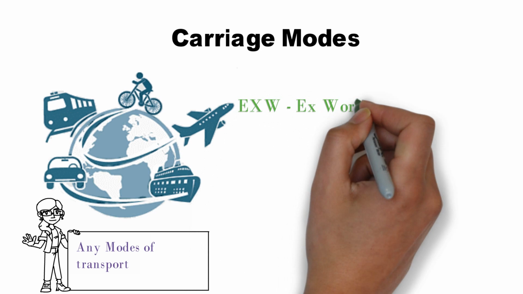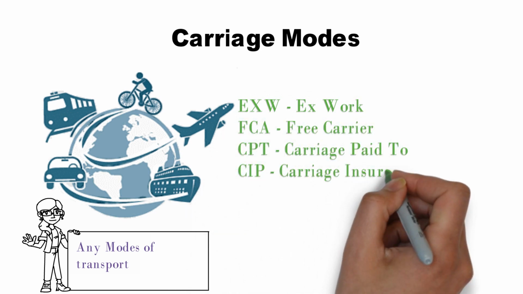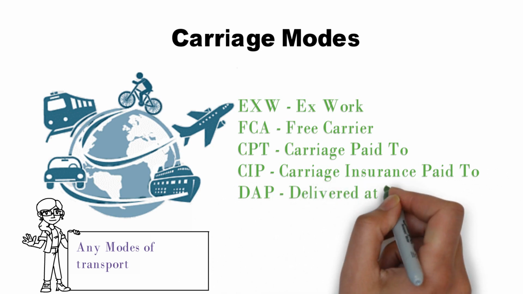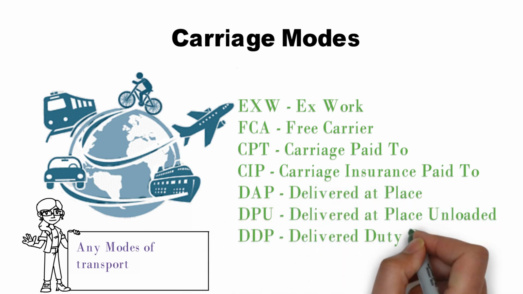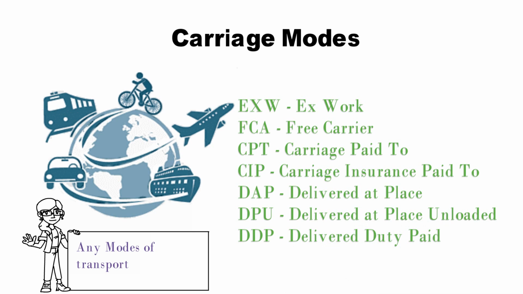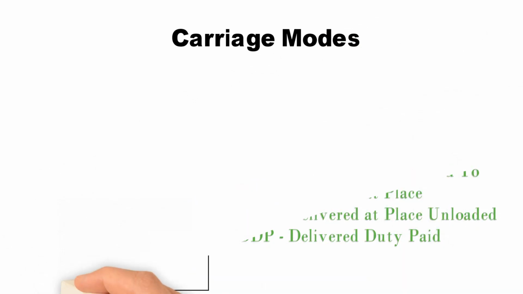Those terms meant for any mode of transport are EXW, ex works, FCA, free carrier, CPT, carriage paid to, CIP, carriage and insurance paid to, DAP, delivered at place, DPU, delivered at place unloaded, and DDP, delivered duty paid. All of these terms need to specify the port or destination.